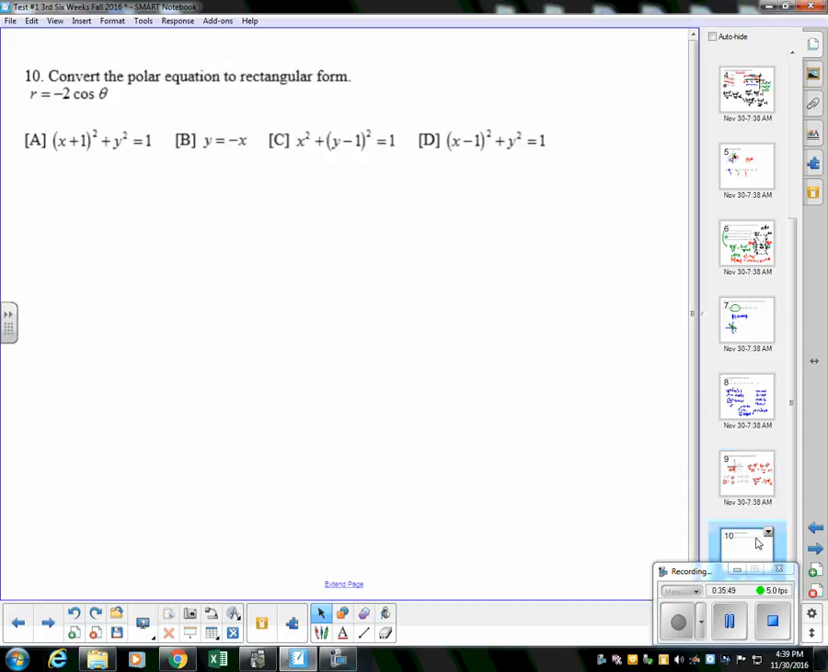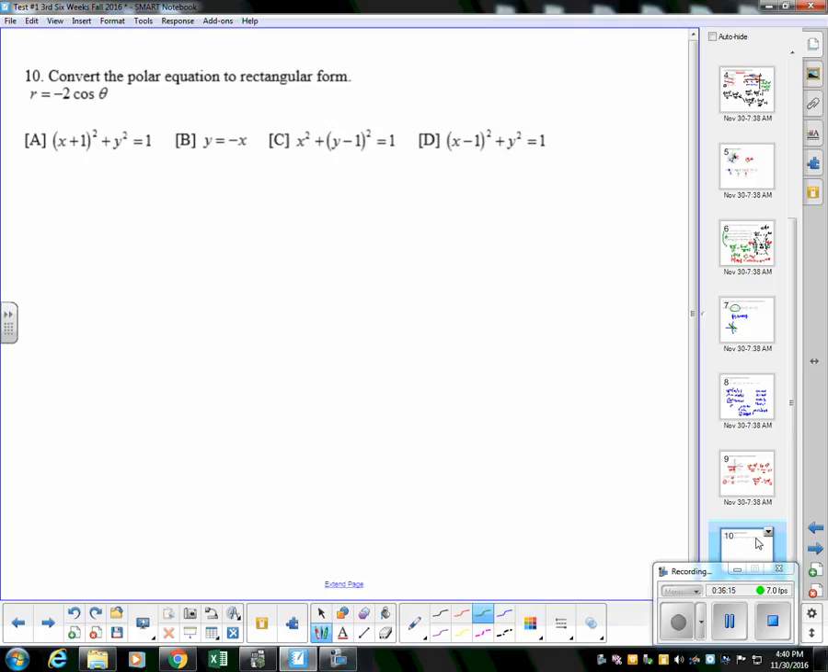Last question. This is a polar equation converted to rectangular form. We've actually seen one a lot like it. You can graph this and figure out that it's probably going to end up looking like a circle. But I'm going to go through the algebra with you here. And again, we have our 4 equations, which if you didn't write them down, go back a couple of slides ago and write those equations down.